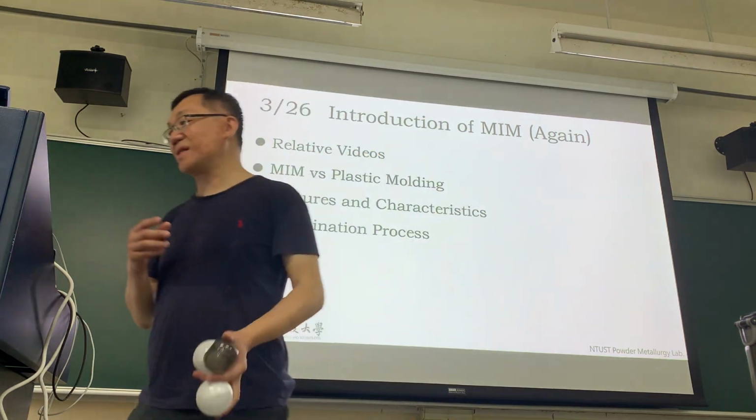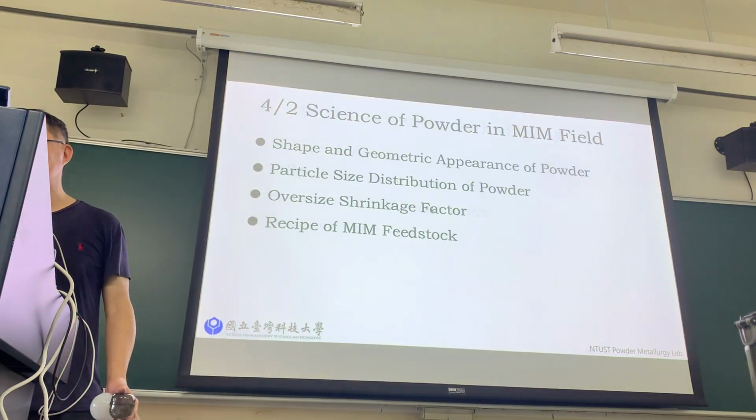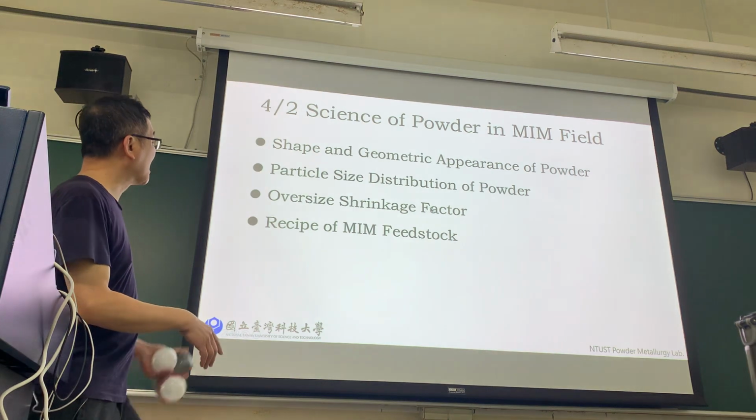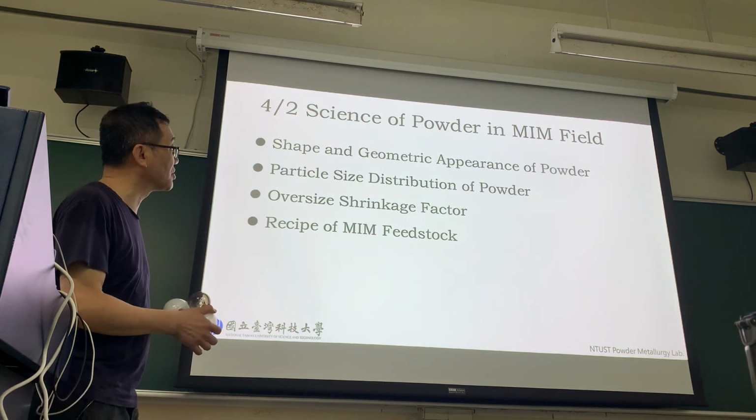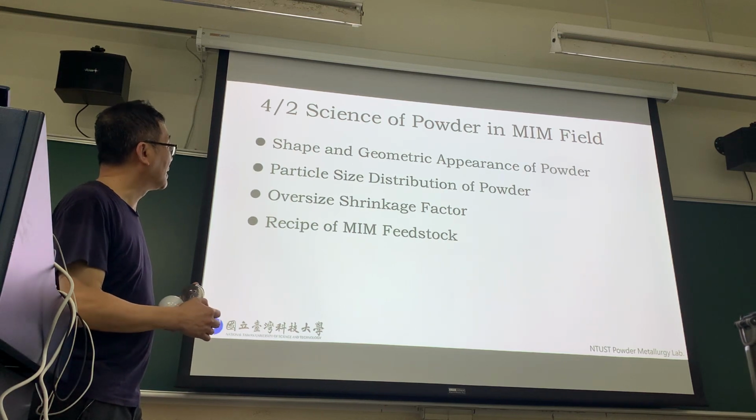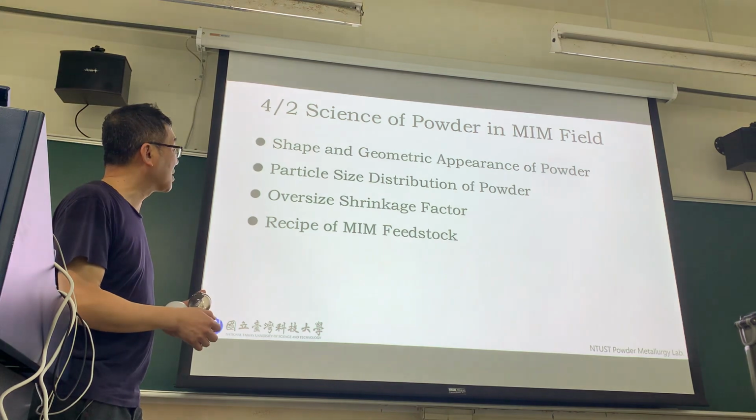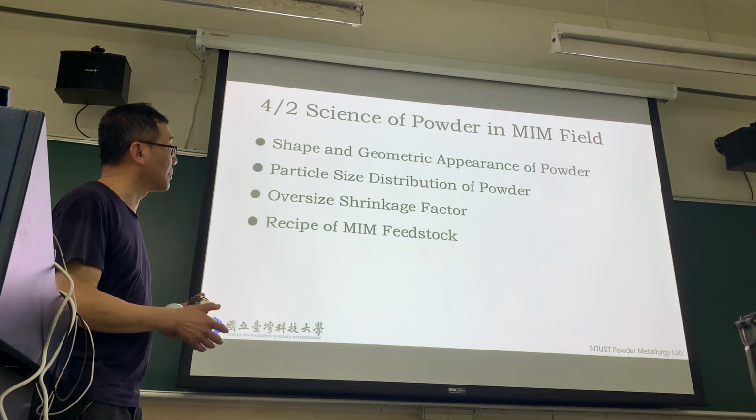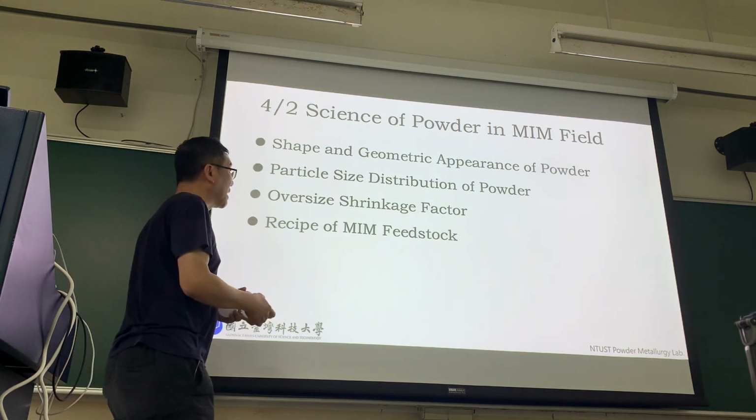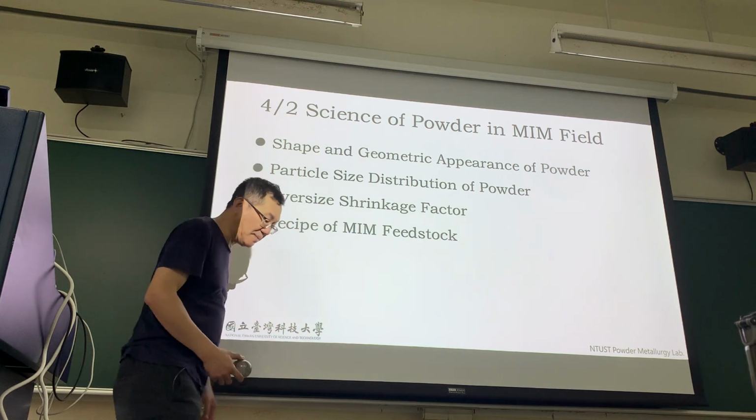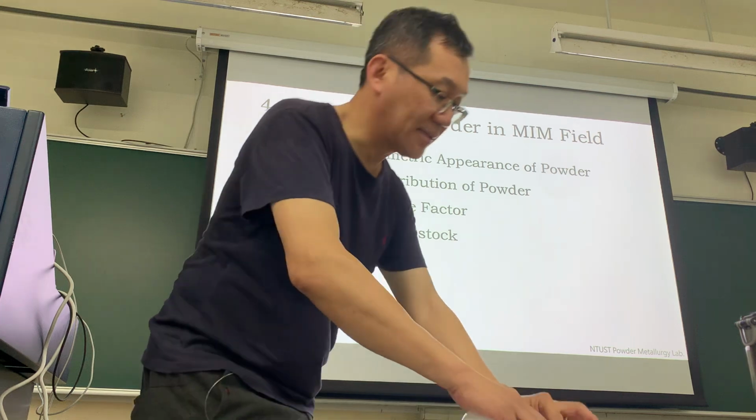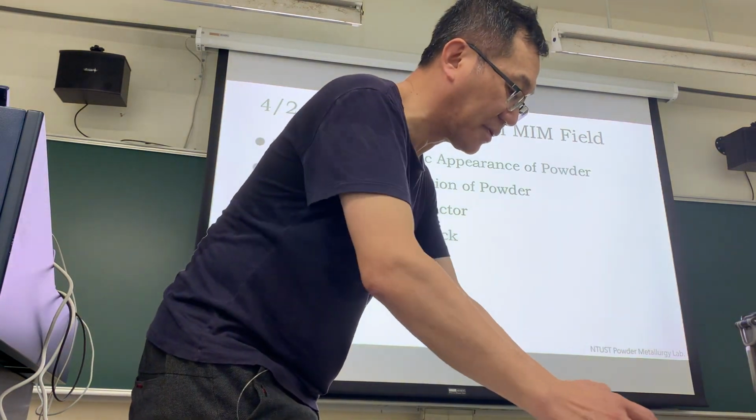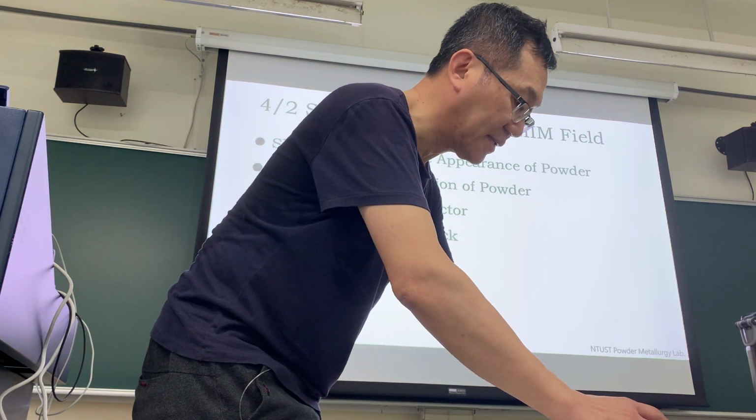So today we're just talking about the science. The first one, shape and the geometry appearance of the powder. We are describing the powder, and we are talking about the particle size of the relative powder. This is a very interesting sample. What we're talking about is this one.